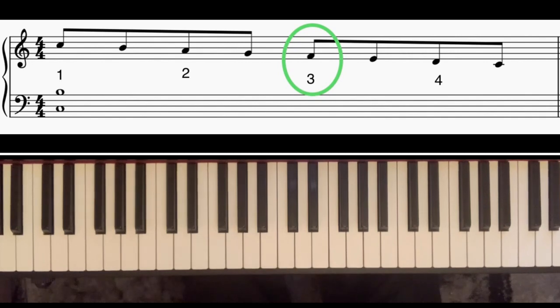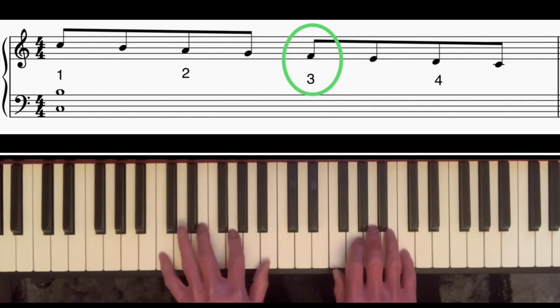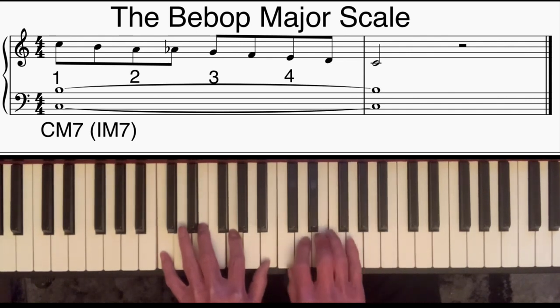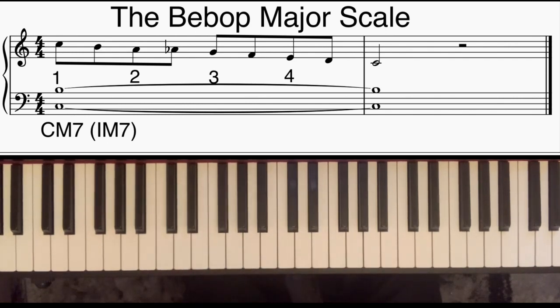So the way you get round that is the same as we did with the Mixolydian mode. That is, we add an extra note. And in the major scale, the extra note is added in between the 5th and the 6th. So it now becomes this. And you see that all the chord notes now fall on the downbeats. We call this scale the bebop major scale.